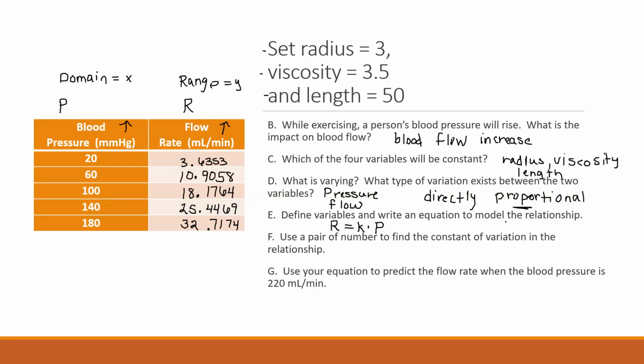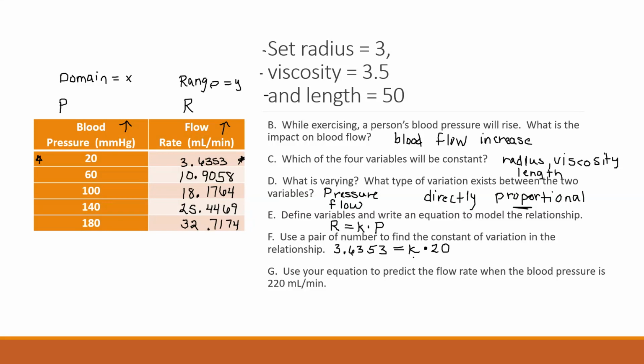So letter F is where I have to do a little bit of algebra, and then a tiny bit of math for G. So letter F, it says use a pair of numbers to find the constant. Well, I can use any pair of numbers. I am going to pick the first pair of numbers. So the first pair of numbers is the first row across my chart here, and that is telling me that when the flow rate, so plugging that in for my R, the flow rate is 3.6353, when the pressure is 20.